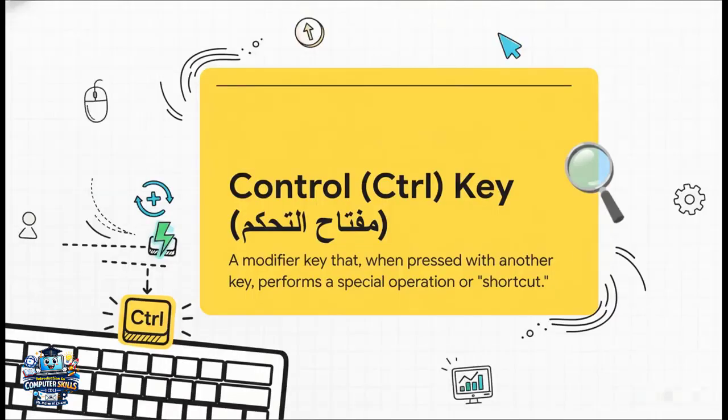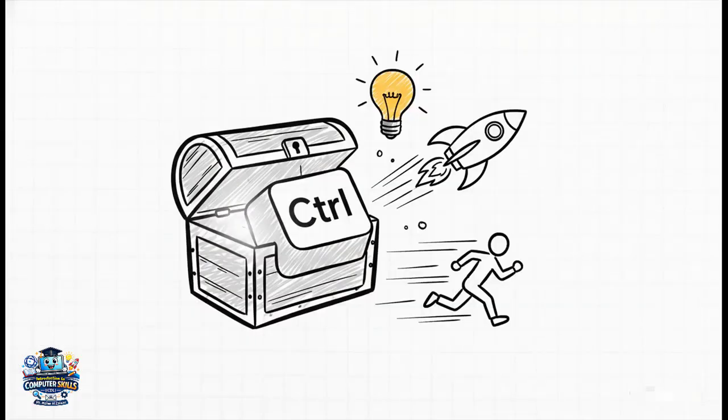Let's zoom in on that Control key. It's usually labeled Control. Here's the cool thing about it. Pressing it all by itself does nothing. It's a team player. Its real magic happens when you hold it down and then press another key. That's how you create a shortcut. And honestly, this little key is the secret to working way, way faster. It's a total game changer. So let's see how it works, shall we?